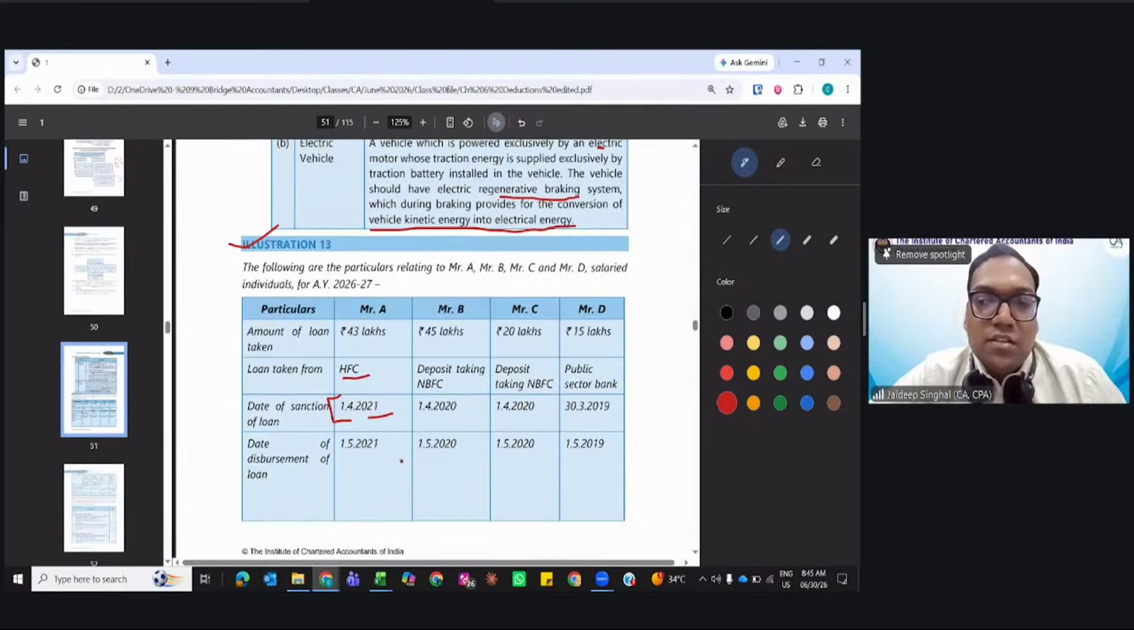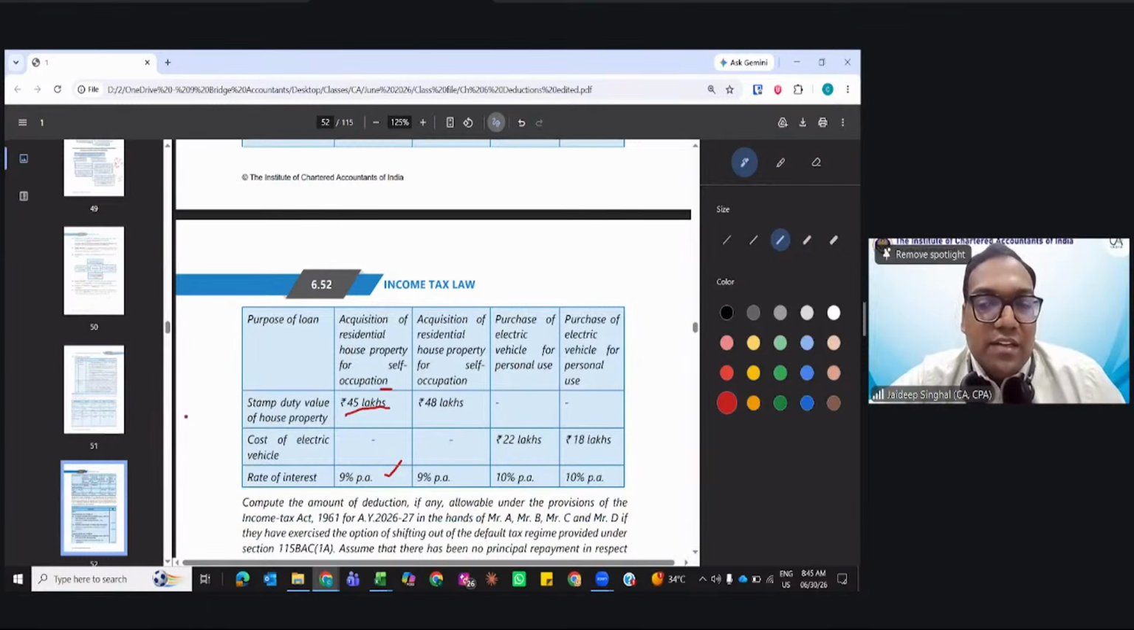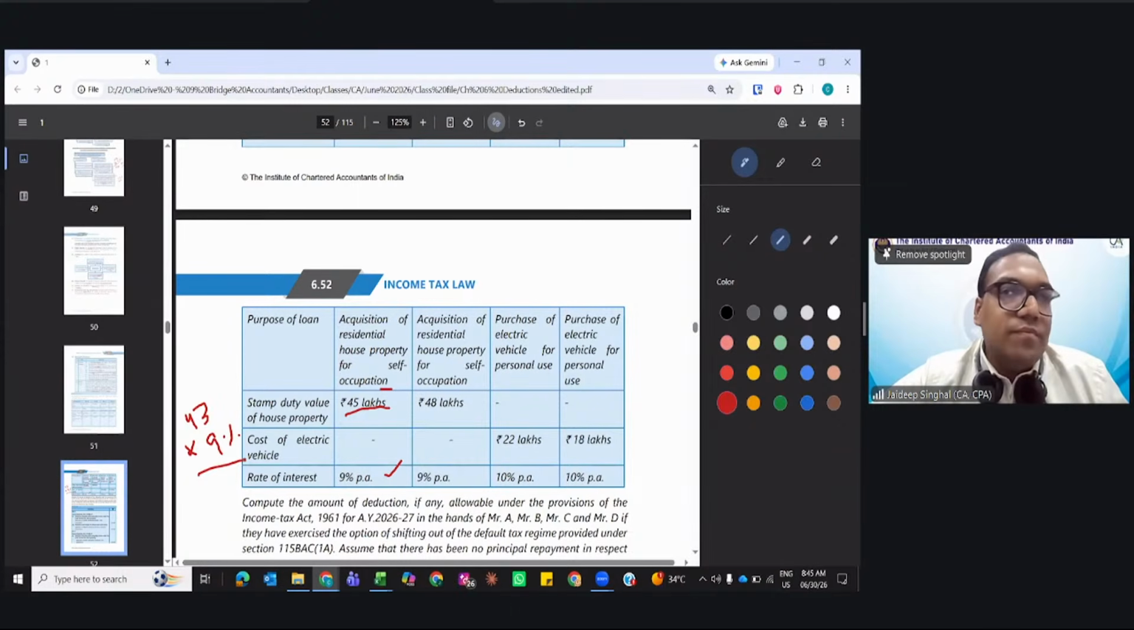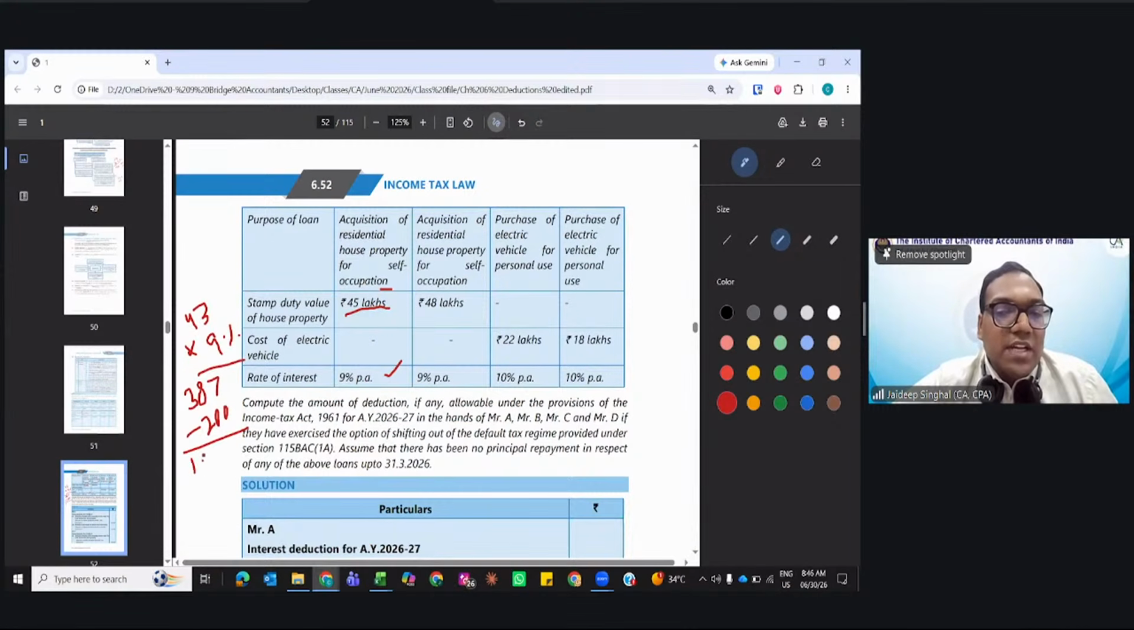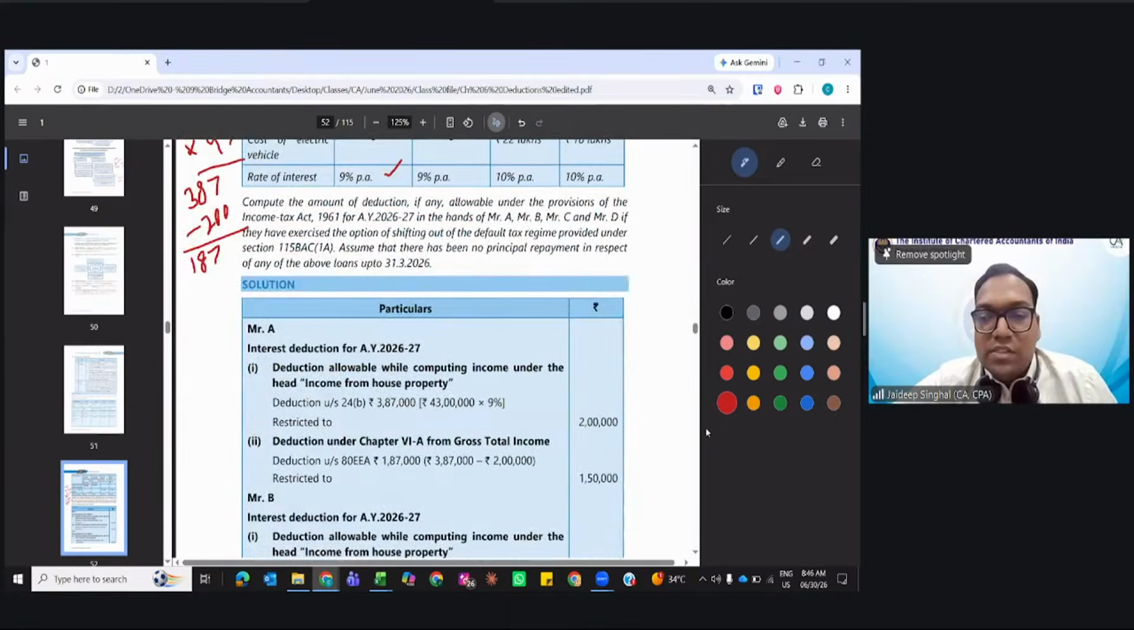9% is the interest. Can you calculate 43 lakh into 9%? What is the interest amount? 43 lakh into 9%. Everyone, please calculate quickly. It is coming 3,87,000. Up to 200k you can claim under 24B. How much is left? 187k. What is the maximum limit? Under 80EEA the maximum limit is 150k. So can you see 187 is there? The maximum limit is 150k. So you will claim 150k. Clear?